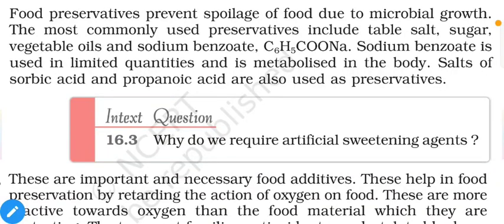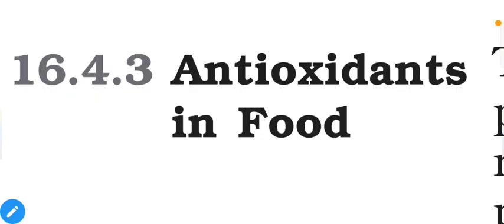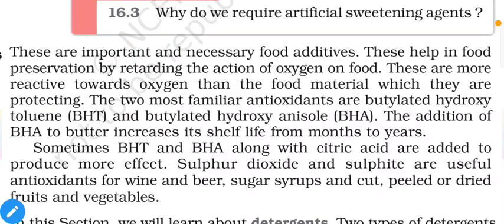Salts of sorbic acid and propanoic acid are also used as preservatives. And the last point in the food category is antioxidants in food. These are important and necessary food additives. This helps in food preservation by retarding the action of oxygen on food. These are more reactive towards oxygen than the food material which they are protecting. So the simple thing is we are using a higher reactive compound to protect a lower reactive compound.